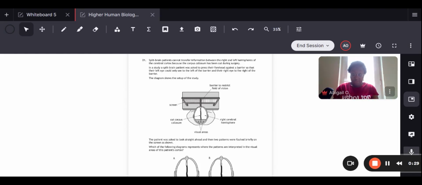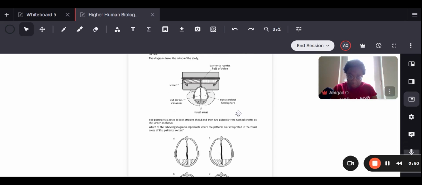Okay, question number 21. I'm going to have to scroll so you can see the answers after this. Split brain patients cannot transfer information between the right and left hemisphere of the cerebral cortex because the corpus callosum has been cut during surgery. In a study, a split brain patient was asked to press their forehead against a barrier so that their left eye could only see the left of the barrier and their right eye could only see the right of the barrier. So this kind of image shows the experimental setup.